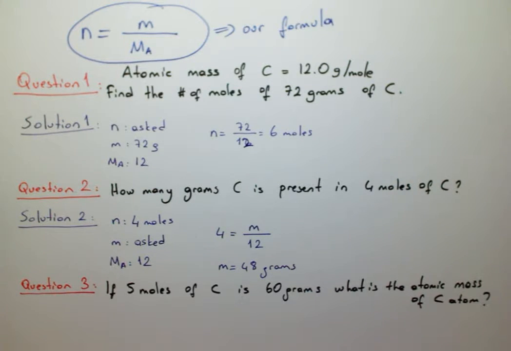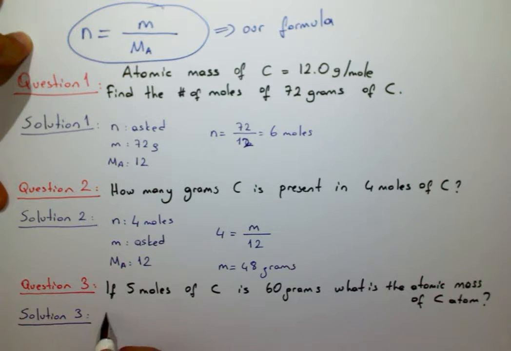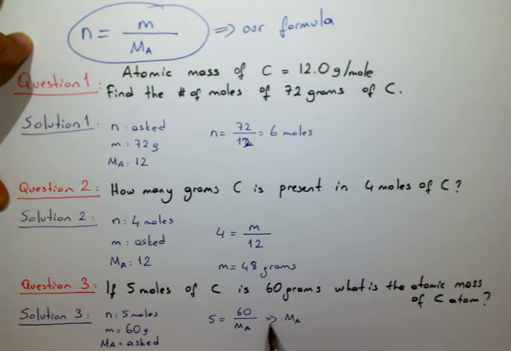Question 3. Actually we know the atomic mass of carbon, but the question asks for it: if 5 moles of carbon is 60 grams, what is the atomic mass of carbon atom? Again, we use the formula. n is 5 moles, m is 60 grams, and atomic mass is asked. We use the formula 5 equals 60 over Ma. We change the place of this, so Ma equals 60 over 5, and it is 12 grams per mole.